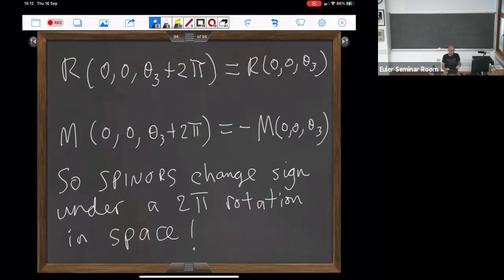So I'm putting an exclamation mark there because this is a pretty strange phenomenon. I mean, it's unintuitive, because you would think that if you make a 2 pi rotation in space, physics will be invariant. So in a way, this is how we define fermions. The wave function of a fermion will change sign if you make a 2 pi rotation in space.